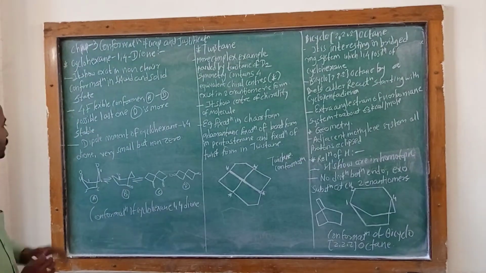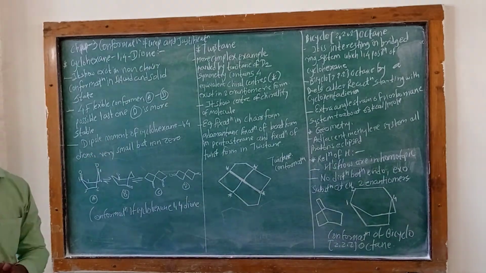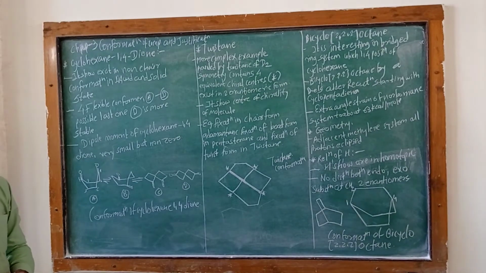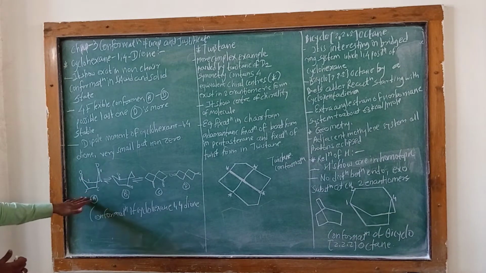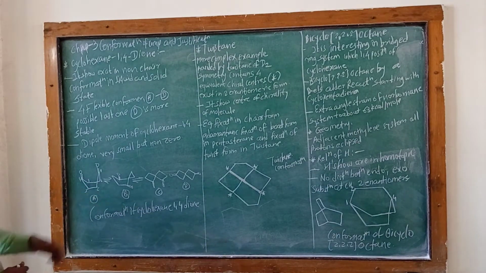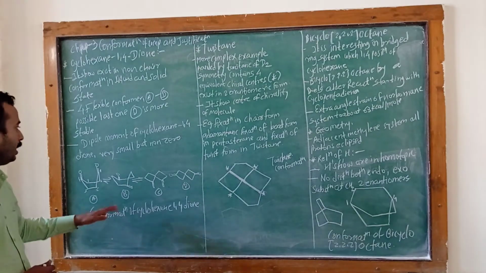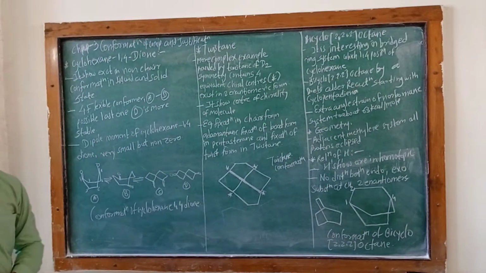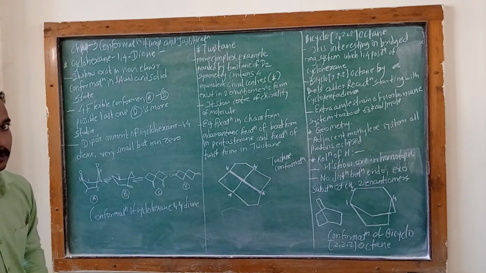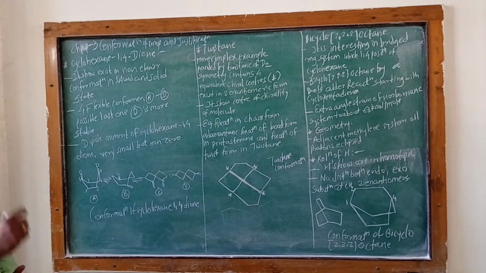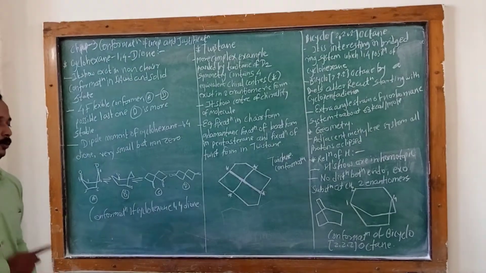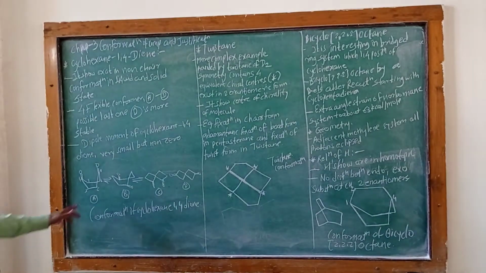Then the dipole moment of cyclohexane 1,4-dione is very small but not zero. This is the conformation of cyclohexane 1,4-dione, and its dipole moment is very small but not zero. The dipole moment is about 0.1, but not zero, for cyclohexane 1,4-dione. And this is the conformation.